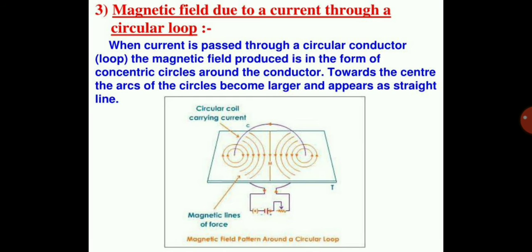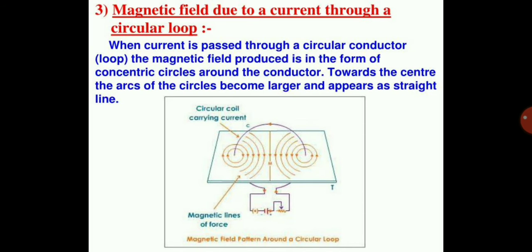As you go far from the center of the wire, what happens here? You can see these lines are becoming straighter and straighter. They are not completing their concentric circles, they are becoming straight in the center. As they go towards the center, see towards this center M, this arc appears as a straight line.